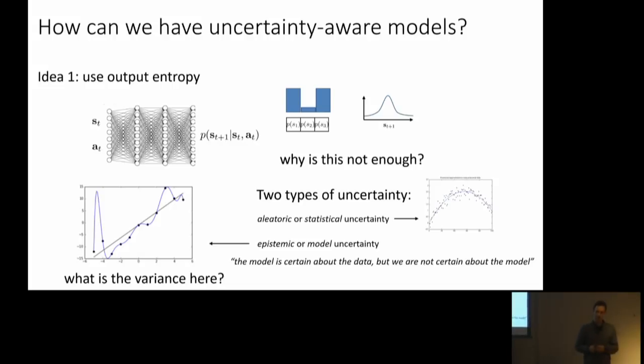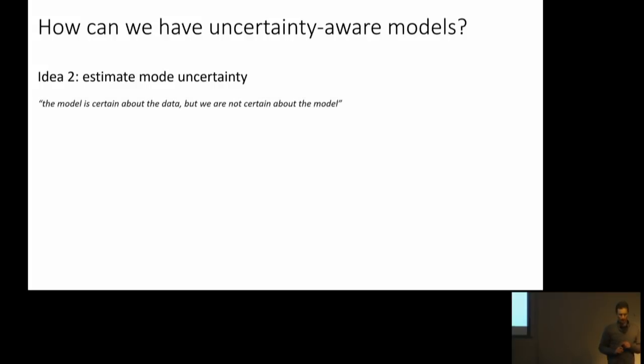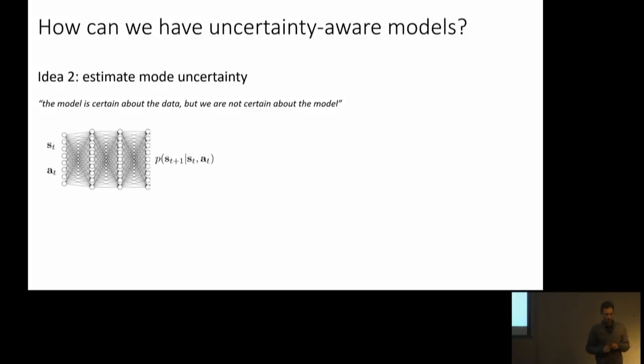Which means that it's not actually enough to simply use the output entropy if you want to get uncertainty estimates that are good for model-based RL. So this should be estimate model uncertainty. There's a typo on this slide. So idea 2 is to estimate model uncertainty explicitly. The problem is that the model is certain about the data, but we are not certain about the model. How can we estimate model uncertainty?